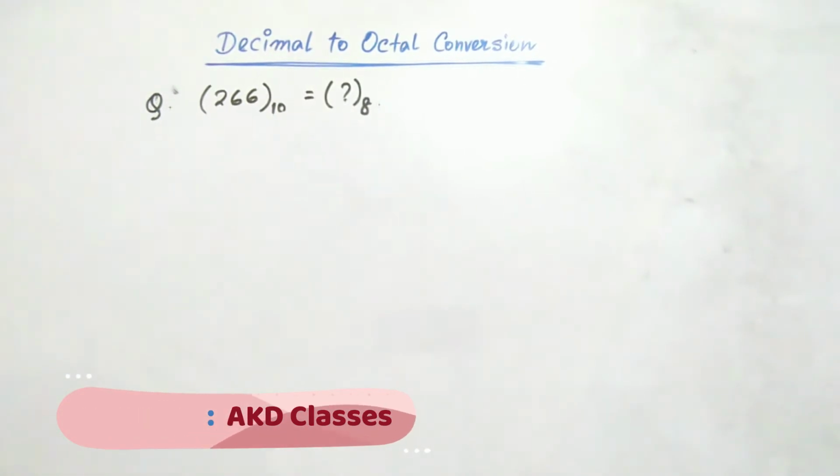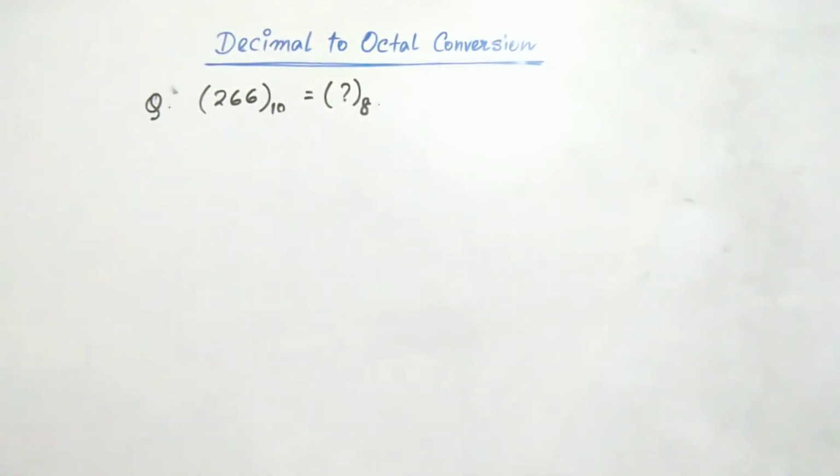We just have to divide the decimal number by the base of the octal, which is equivalent to 8. So we are going to divide the decimal number by 8 and collect the remainder after each division, and finally we will collect all the remainders from downwards to upwards, and that will be our equivalent octal number of the given decimal number.